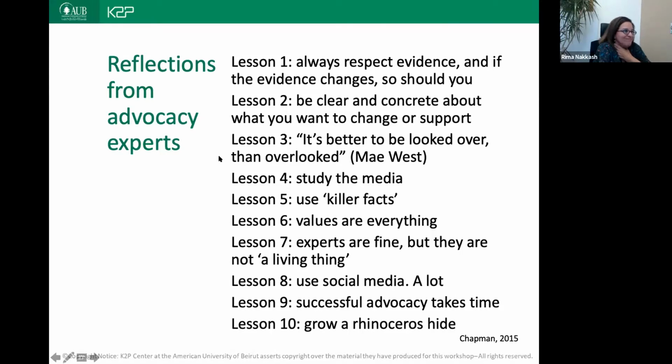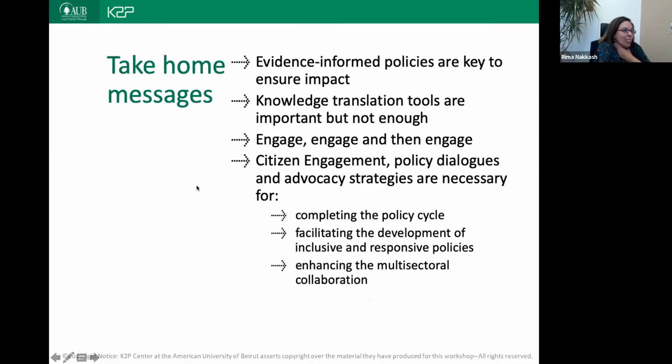Next. Final take-home messages. It's key that we take up evidence when we talk about advocacy, and not move forward solutions that haven't been evidenced. That advocacy pushes forward beyond what knowledge translation tools can achieve. And that engaging various stakeholders in these processes, such as citizens and policymakers, will be very important.